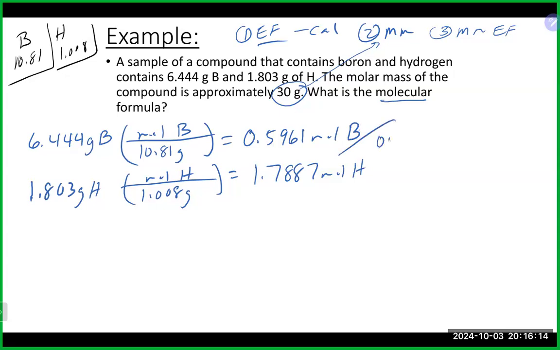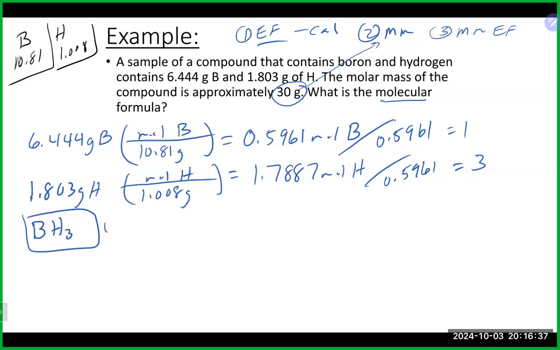In this case, we're going to divide by the smallest, which looks like boron. So we divide them both by 0.561 here. That gives us a 1 there, and I believe a 3 right about there. Pretty whole number-ish, I think. That means we did hit whole numbers, so we have our empirical formula: BH3.